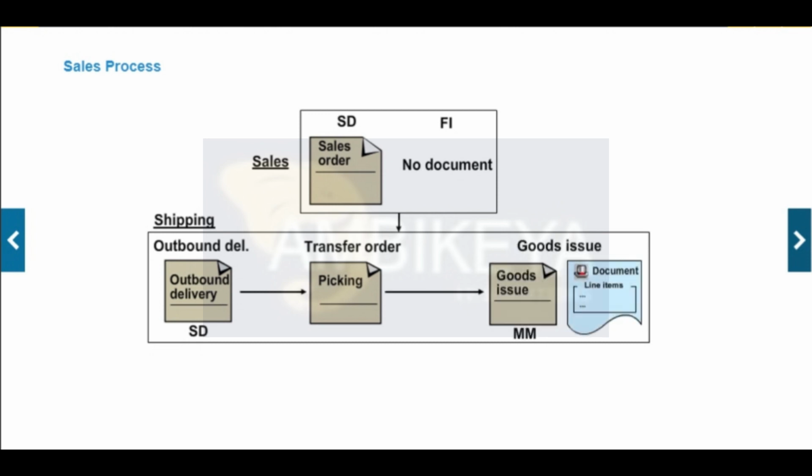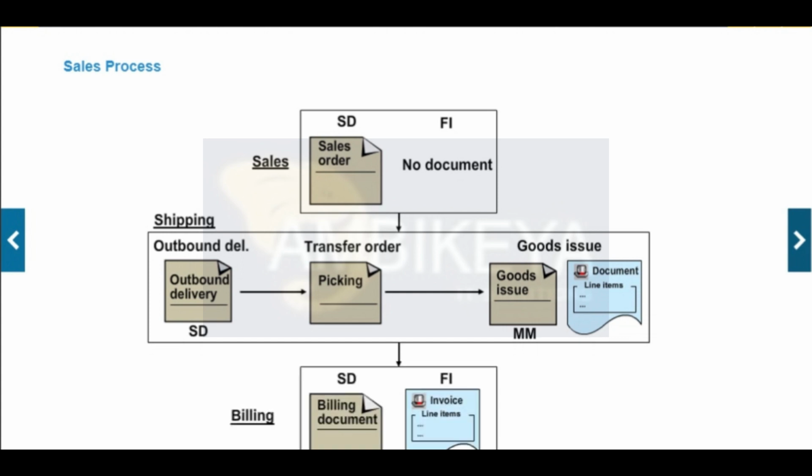Goods issue. The goods to be delivered are posted as a goods issue. A goods issue document is created in materials management and an accounting document is created in accounting so that the goods issue is posted to the correct GL accounts. The accounting document debits cost of goods sold and credits inventory.